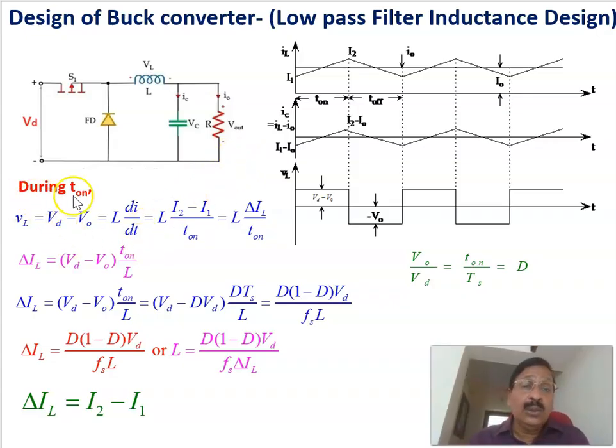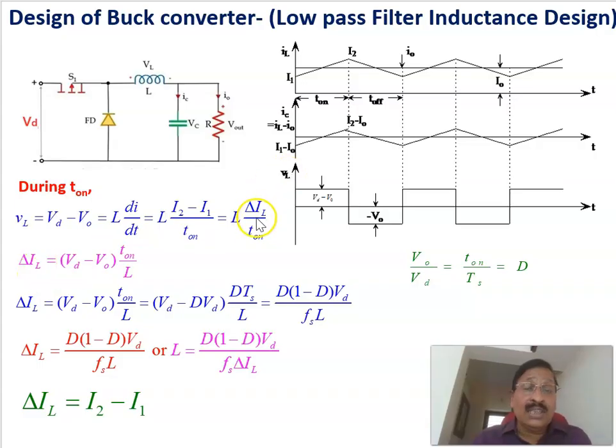During the T-on period, when the switch is on, the average voltage across the inductor is given by Vd minus V0. The corresponding equation is L di by dt, which is L times the change in current from I1 to I2. Therefore, the delta is I2 minus I1, divided by the on period. I represent I2 minus I1 as delta IL, so L times delta IL divided by the on period is the voltage across the inductor when on.